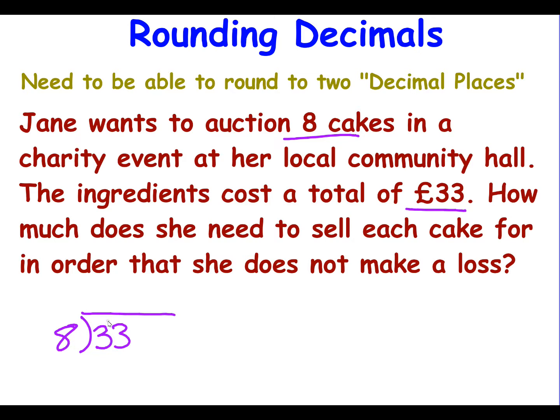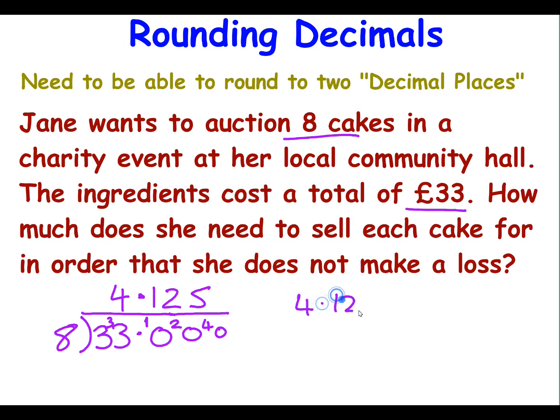So 8 doesn't go into 3, we carry the 3. 8 goes into 33 4 times, which is 32, so I have a remainder of 1. Put in your decimal place and have as many zeros as you like. 8 goes into 10 once, remainder 2. 8 goes into 20 twice, remainder 4. And 8 goes into 40 5 times. So each cake will have cost £4.125, but you can't have pounds with pence with 3 decimal places.